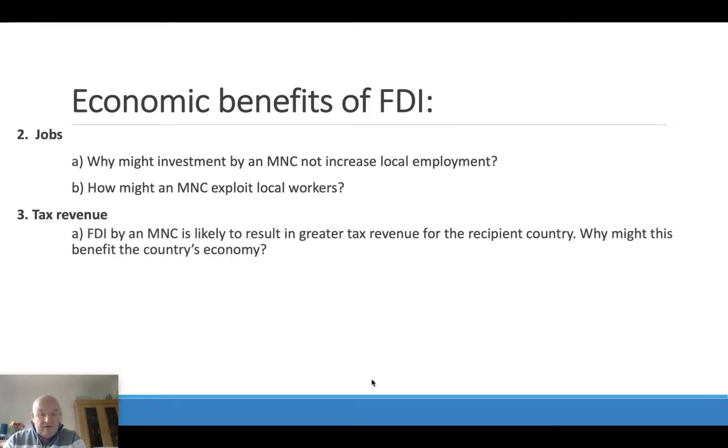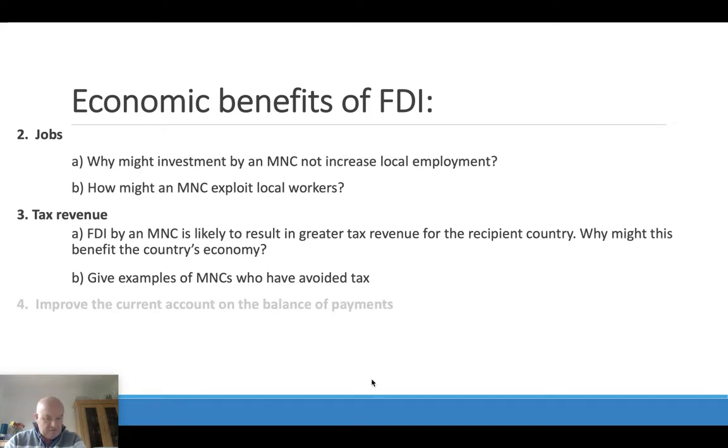Now, clearly, FDI by an MNC should result in greater tax revenue for the recipient country. And if that happens, then clearly there's going to be a benefit to that country's economy. However, there are several examples, and we talked about a few of them already, of multinational companies that have avoided tax. So much as it would appear on the face of it that FDI by an MNC should lead to greater tax revenue, in some cases, if they're avoiding tax or they've got their lawyers all over it and trying to make sure that they pay as little tax as possible, that may not be quite such a great economic benefit of FDI.